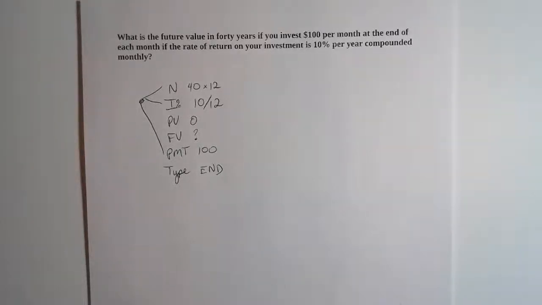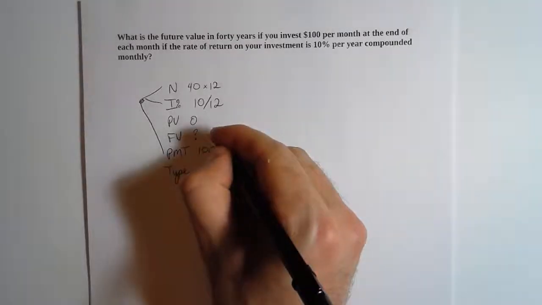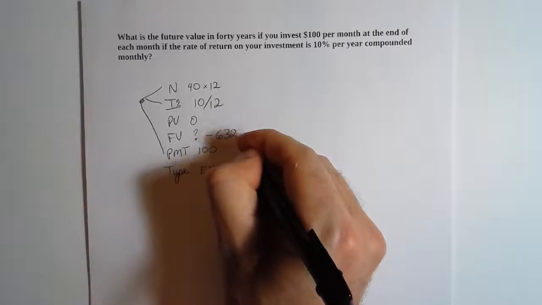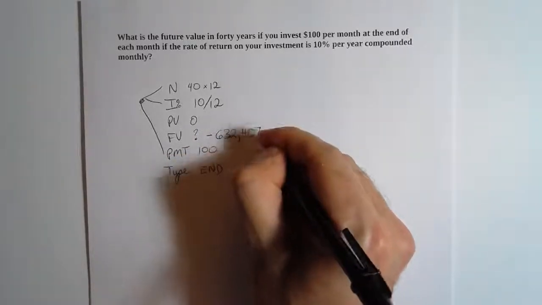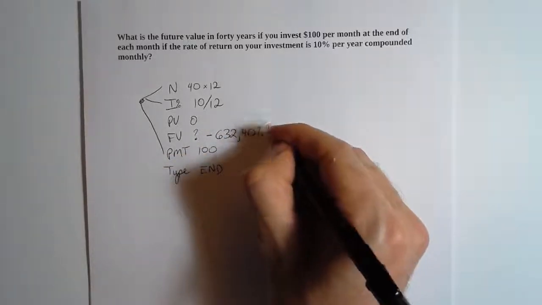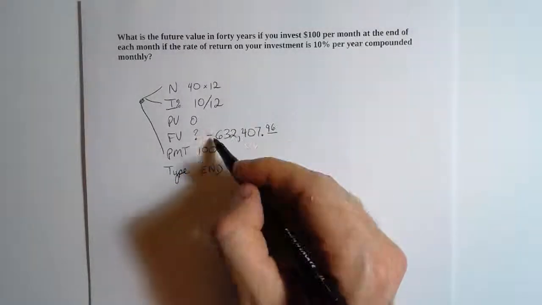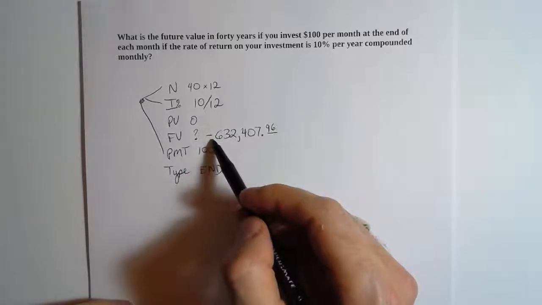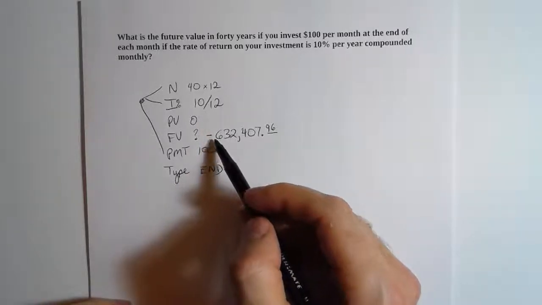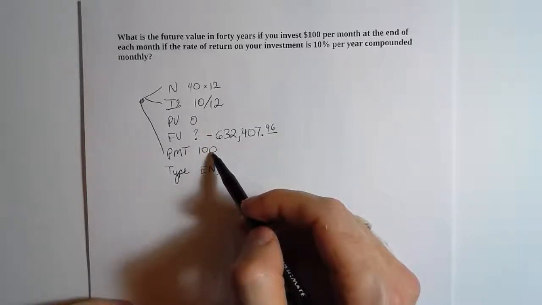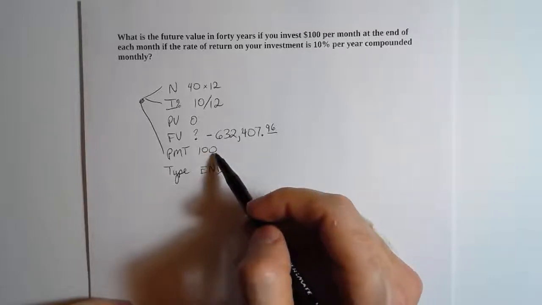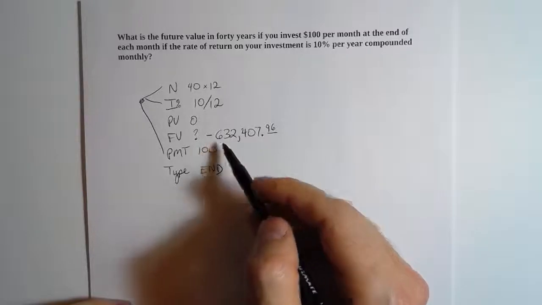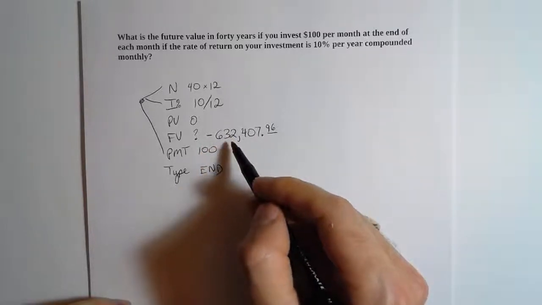Okay, if you tried it out, what you should have gotten as a future value is a negative $632,407.96. Note that this negative sign may not have a whole lot of significance to us. Follow the rules for the calculator: any cash flow coming in that you put in should get a positive sign, and any cash flow going out should get a negative sign. Then interpret the sign on the answer with a grain of salt.